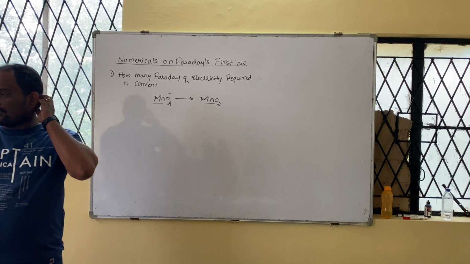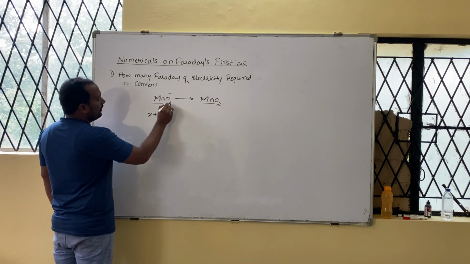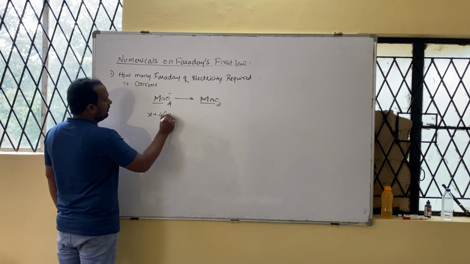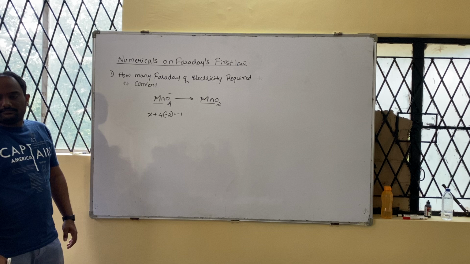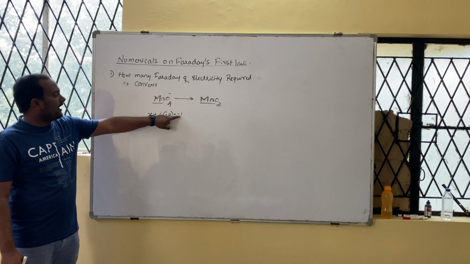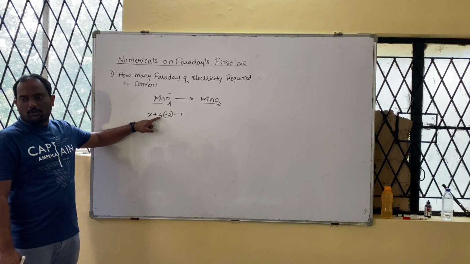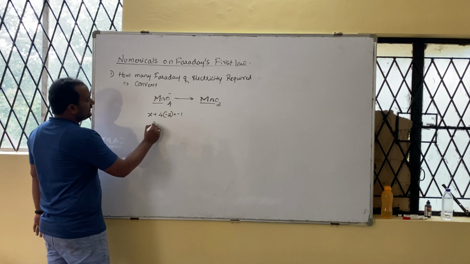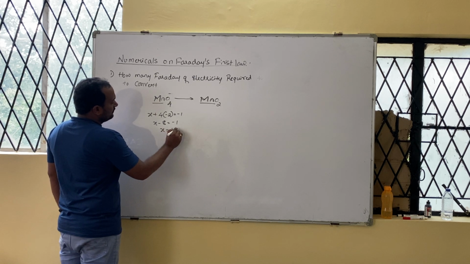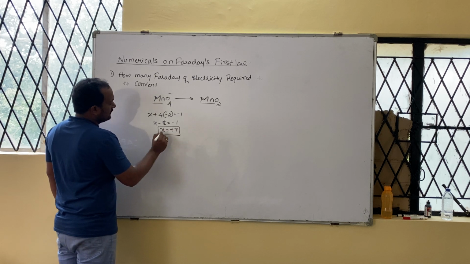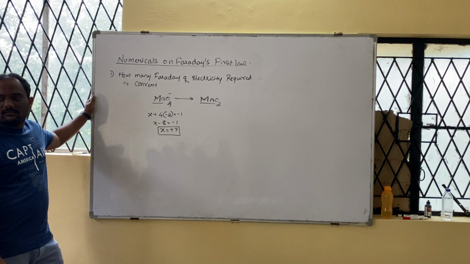You already know how to calculate the oxidation number. Take Mn as x, plus 4 oxygens: 4 into minus 2 is equal to minus 1. Why? Because there is a minus 1 charge, so we have taken minus 1. Oxygen is minus 2, and there are 4 oxygens. Then solve for x: x minus 8 is equal to minus 1. x must be plus 7. Correct? If you have any doubts?